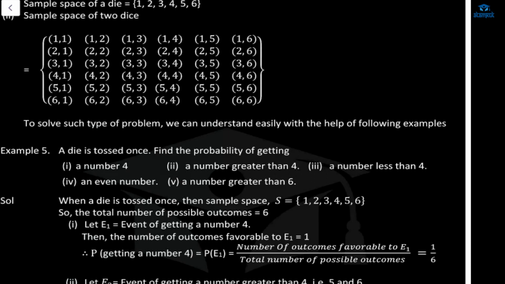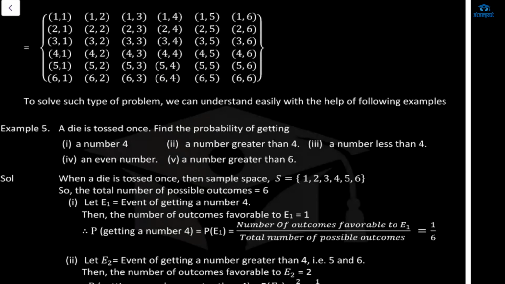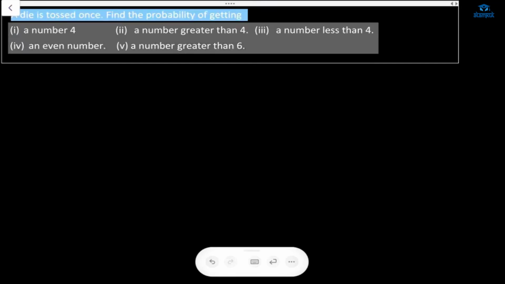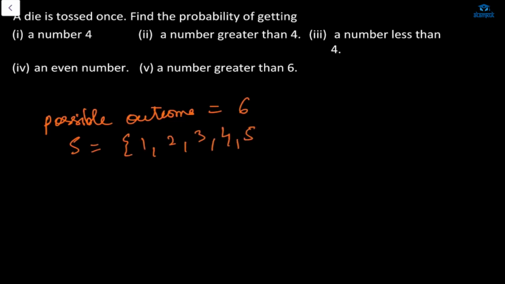Okay, now let's see an example here. Let me copy the example and then I will explain. Now, you can see here a dice is tossed once. Only a single dice is tossed here, so what will be the possible outcome here, Safiya? The possible outcomes will be 6. What are they? The sample space will contain 1, 2, 3, 4, 5, and 6. So the total number of possible outcomes we have seen is 6.